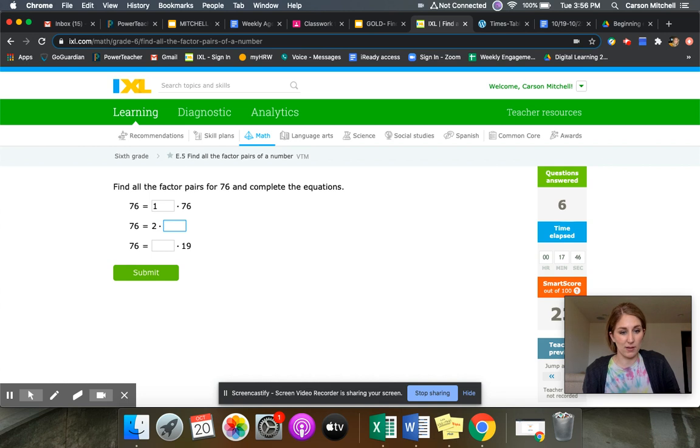I can use a calculator for this, or if you know how to divide using the algorithm, you can do that. So I'm going on my phone and putting in 76 divided by 2. And I got 38. So that means 2 times 38 is 76. And something times 19 equals 76. Well, I don't know that either. So then I would divide 76 divided by 19. Again, I'm using my calculator for this. And I got 4. So I know 4 times 19 is 76.